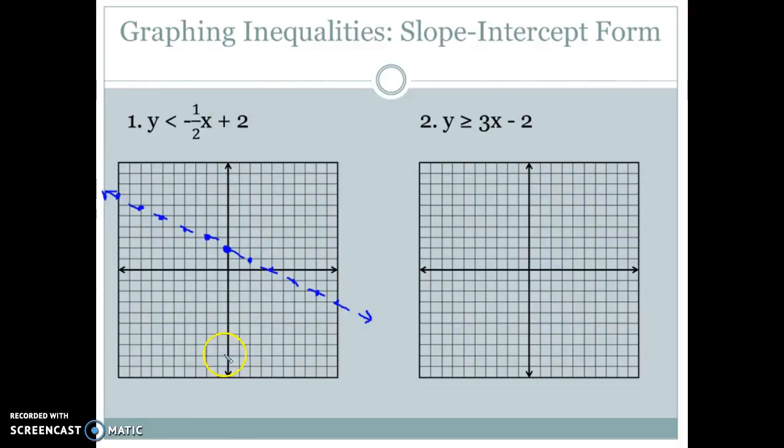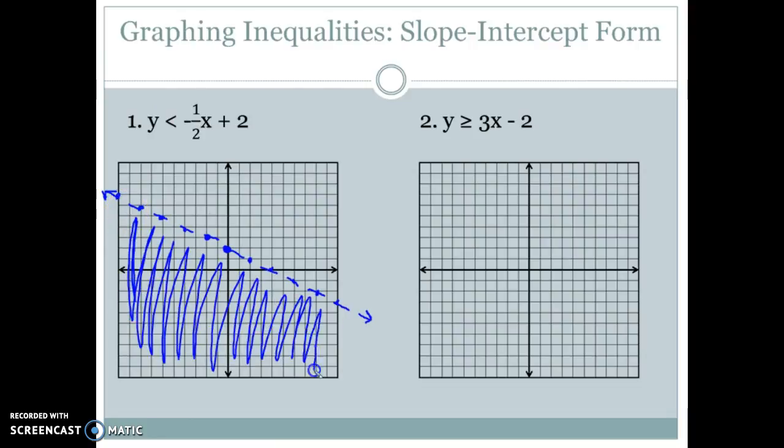Alright, and now I've got to decide where to shade. If it's in slope-intercept form, where y is by itself, only if y is by itself, I can go with what the sign is saying. So I want the y's that are less than. Well, less than is going to be on the bottom, right? So if this is my y-axis, my y's get smaller as we go down and bigger as we go up. So if I want the smaller y's, because I want all the y's that are less than this line, I'm just going to shade down.